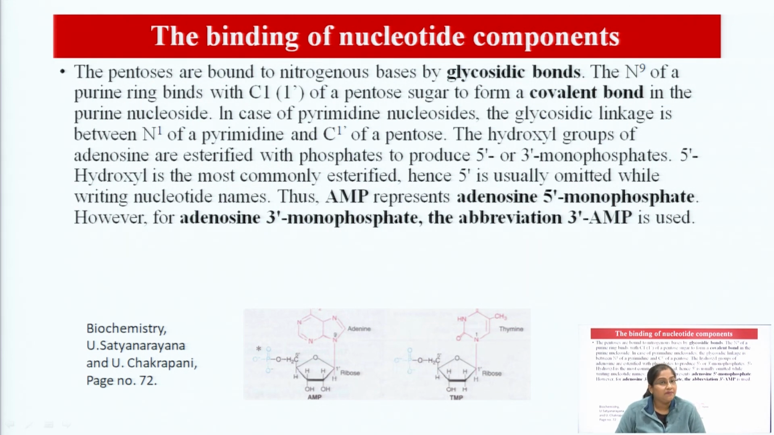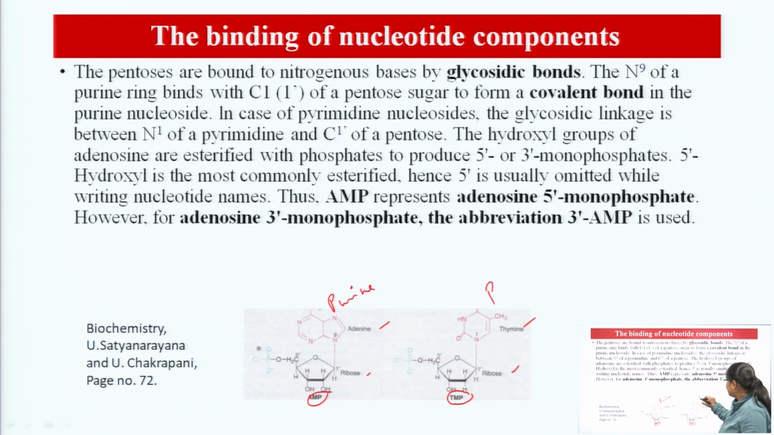In case of pyrimidine, the glycosidic linkage is between N1 of the pyrimidine and C1 of the pentose. You can see this by the structures present here. This is the structure of adenine and ribose, the structure of AMP, and this is the structure of TMP, that is thymine and ribose sugar. So, how are they bonded? Adenine is a purine and thymine is a pyrimidine. So, how these bonds are made is drawn in this case.